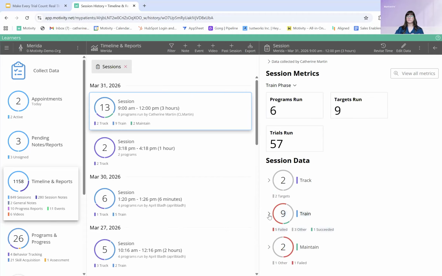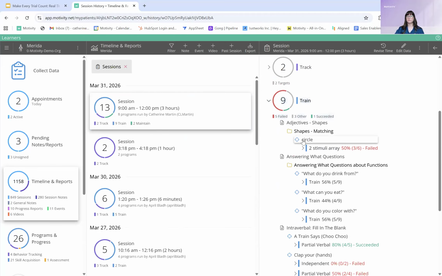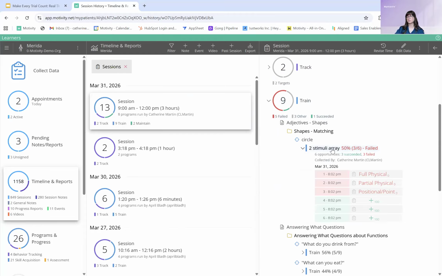If I want, I can take it a step further and start to expand so I can see actual raw data and be able to see, for this specific target, what we saw in terms of a percentage and my raw data. I can actually open it further to see a timestamp of when this data was collected.